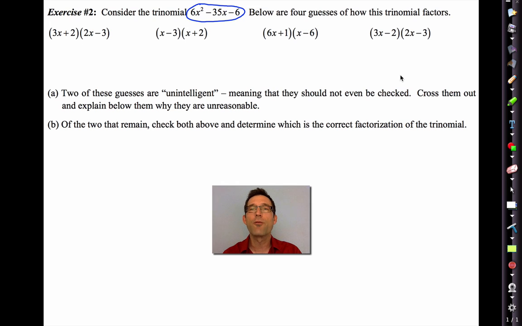All right. Below are 4 guesses of how this trinomial factors. 2 of these guesses are unintelligent, meaning they should not even be checked. Cross them out and explain below them why they are unreasonable. Think about this for a second.